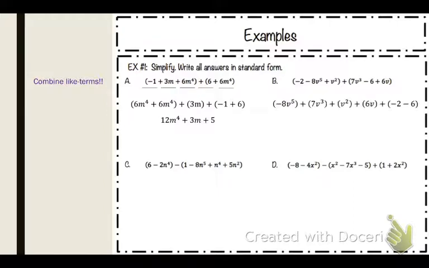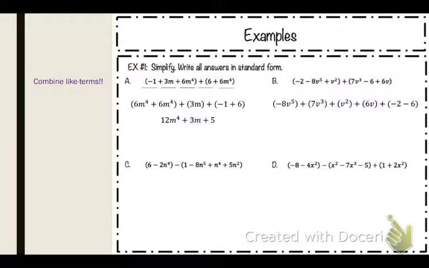So let's look at this. We start with our highest exponent, and in this case our highest exponent is a 5. So it's -8v to the 5th. There's no other exponents raised to the 5th power. Then we don't have anything to the 4th. We do have 7v cubed. We don't have any other v cubes.